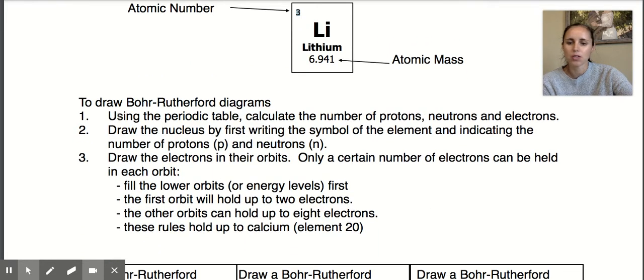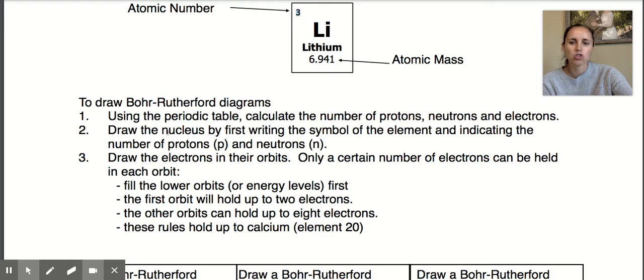Just a few steps in order to help you calculate your Bohr-Rutherford diagrams. You want to have your periodic table handy, and the first thing you want to do before you start drawing is you want to calculate your number of protons, neutrons, and electrons. Once you have those, you're ready to actually start drawing your atom.